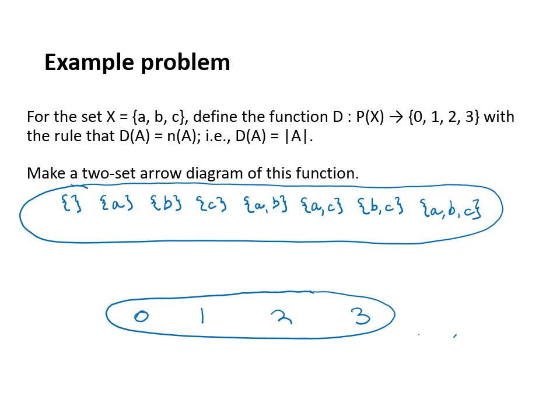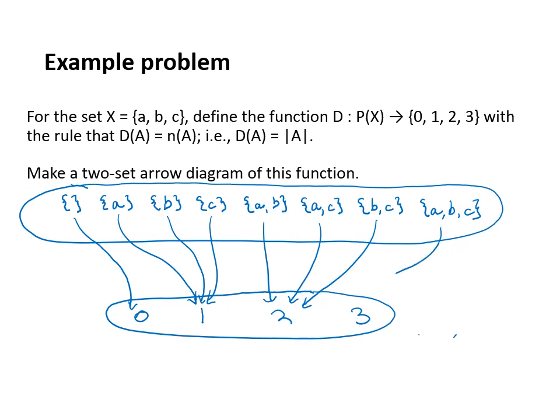So remember the rule, we map each of these sets to its size. So the size of the empty set is 0, the size of this is 1, this is 1, this is 1, then these ones are 2, and the last one is 3. And that's it. This is our arrow diagram for this example problem. So you should make sure that you know how to draw arrow diagrams.